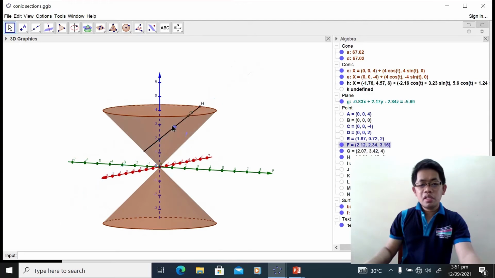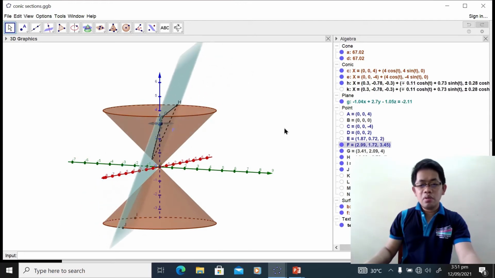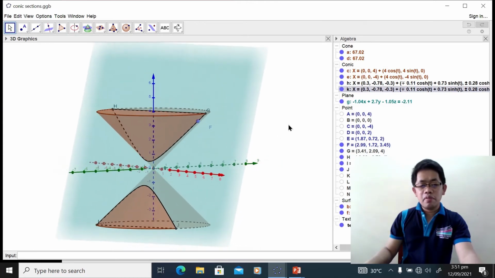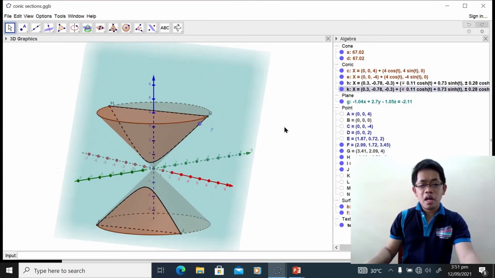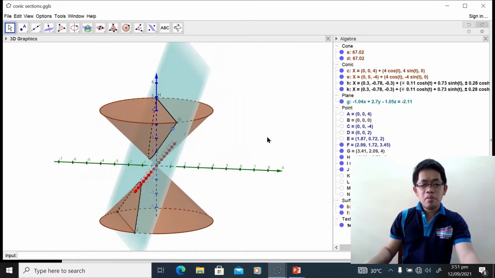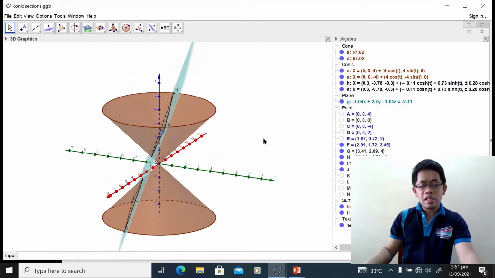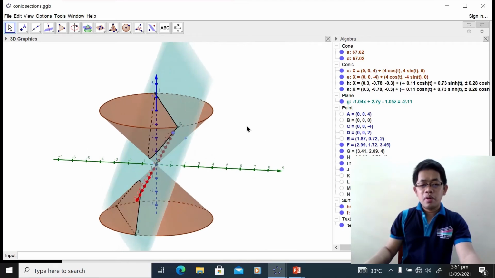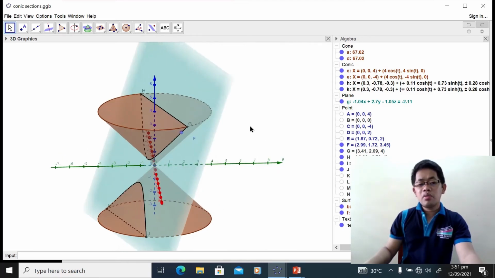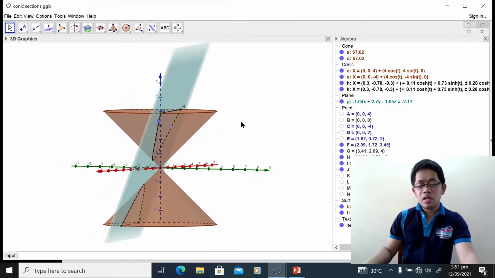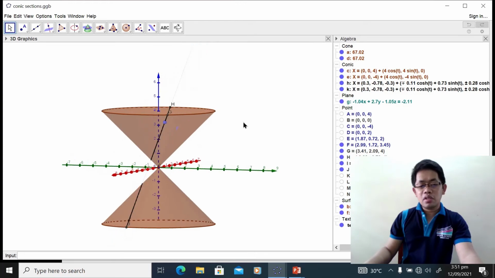Now when the plane is tilted and intersects two cones and forms two unbounded curves, we have here a hyperbola. So a hyperbola is formed when the plane is tilted or slanted and intersects two cones to form two unbounded curves. So those are actually the common types of conic sections.